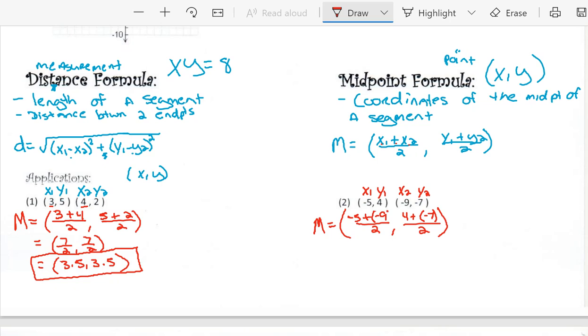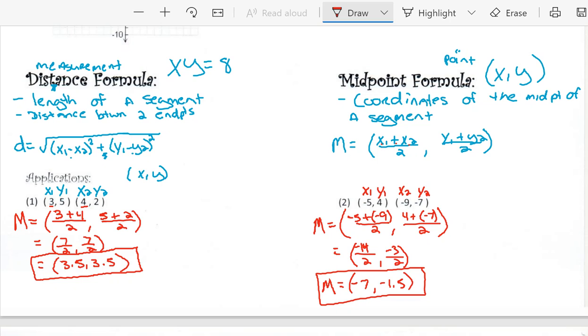All right, equals, this is going to be negative 14 over 2, and this is going to be negative 3 over 2. Answer is going to be negative 7, comma, negative 1.5. That's our midpoint. All right.